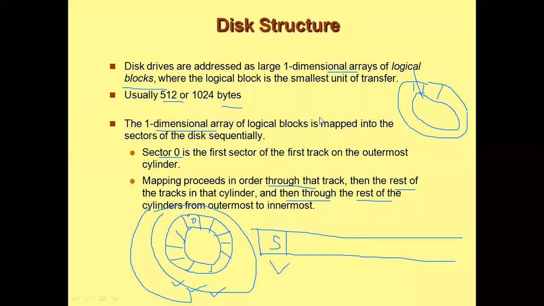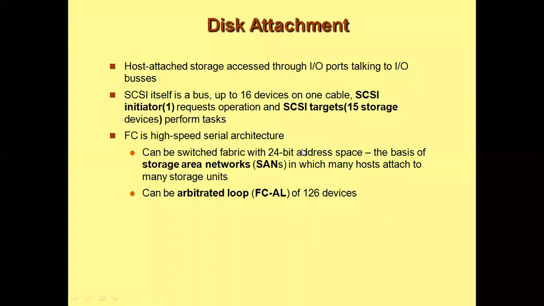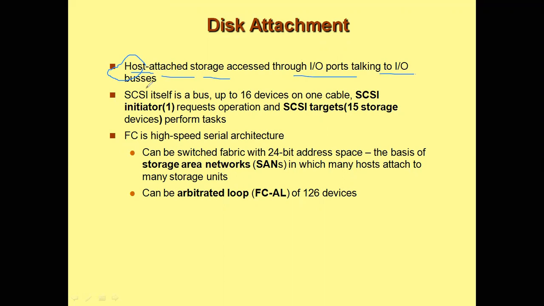Now, moving further, we have disk attachment. We know that even our desktops and laptops have hard drives, and that is called host attached storage. That is, our host, which is a desktop or laptop, is directly attached to this drive through some IO ports or through some IO buses. And for big organizations, we make use of these buses, which are SCSI and FC. FC is used for very large enterprises.